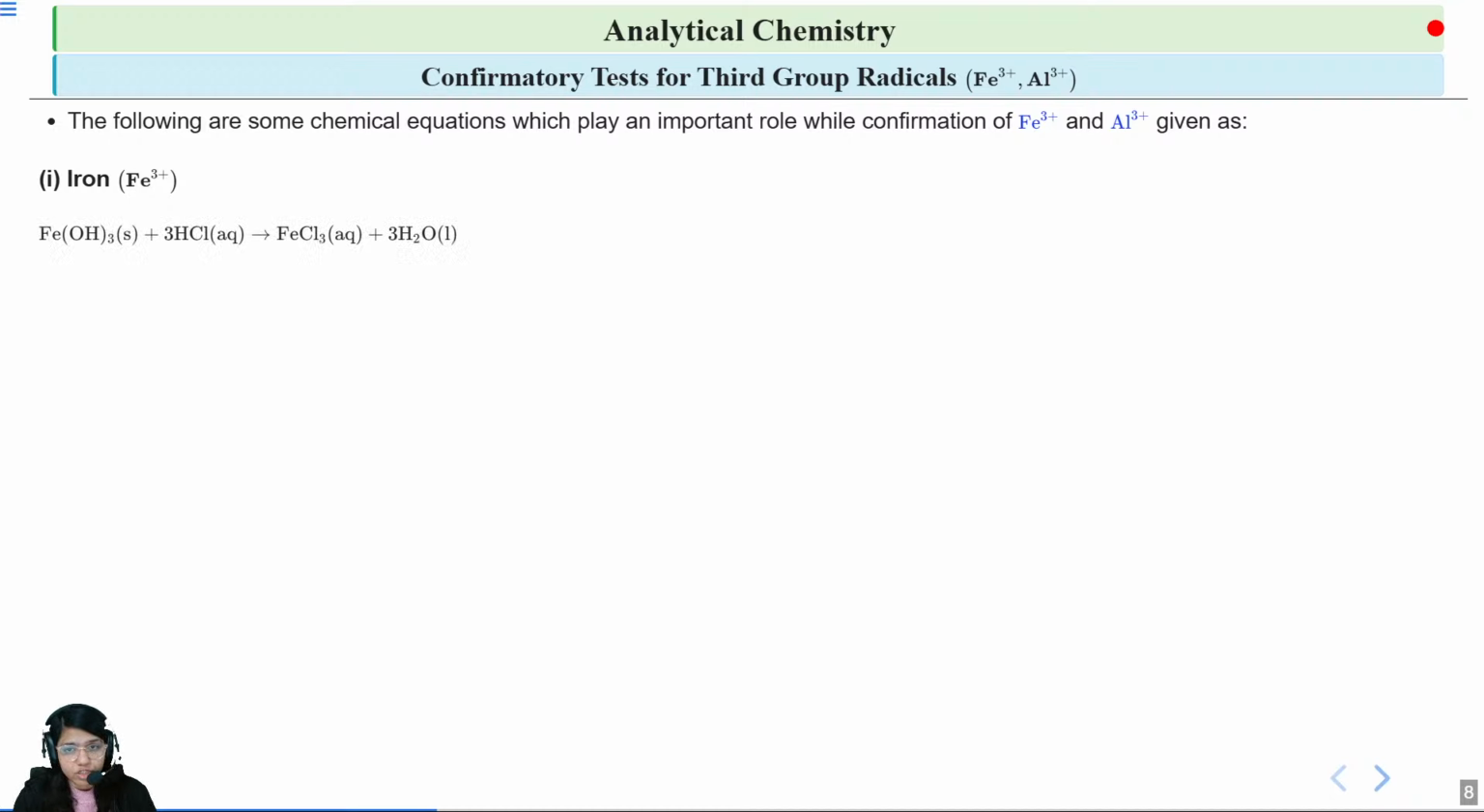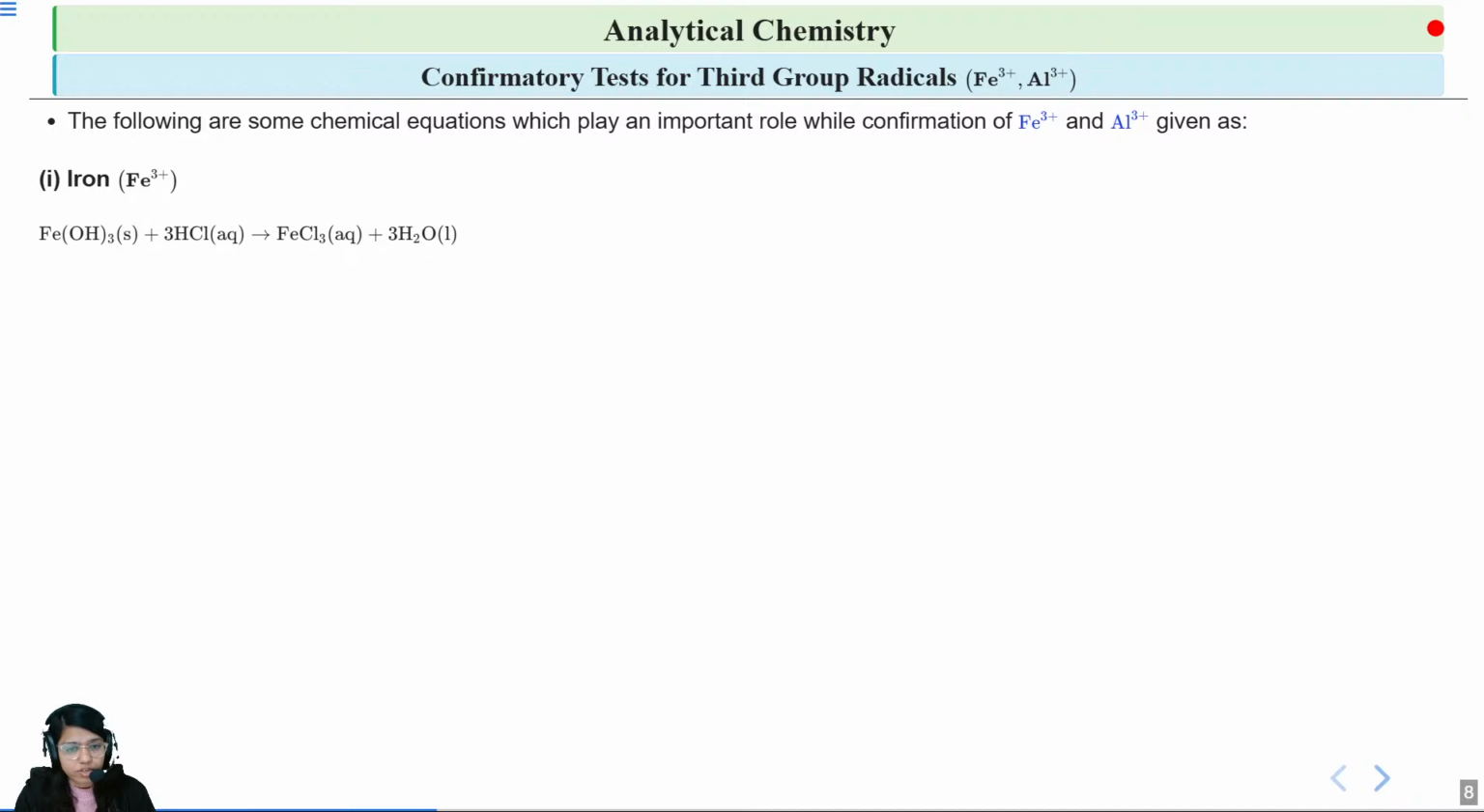So first we'll see the reactions for Fe3+ ions. So here we have the reaction given. This reaction shows iron 3 hydroxide reacting with hydrochloric acid, that is HCl, to form iron chloride FeCl3. The oxidation state of Fe in FeCl3 is +3, and along with it water is also formed. So this is a neutralization reaction where a base, that is ferric hydroxide Fe(OH)3, reacts with an acid HCl to produce a salt FeCl3 and water.